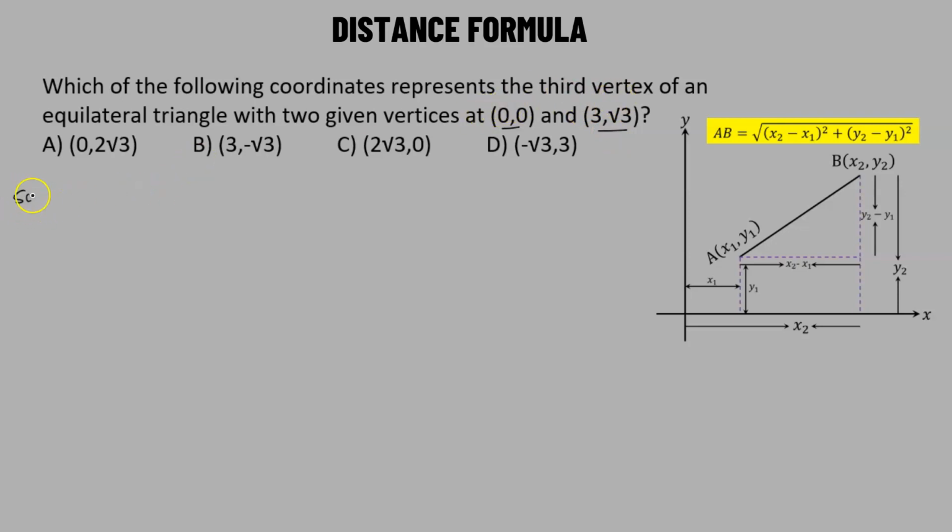So let us begin. Now we'll start by considering a triangle ABC. So here we have A, B and C. Let us assume that B has the coordinate 0, 0 and C has the coordinate 3, square root of 3. And we'll suppose that the coordinate of A, let it be x, y. So our goal will be to find out the values of x and y, which will help us obtain the coordinate of point A.